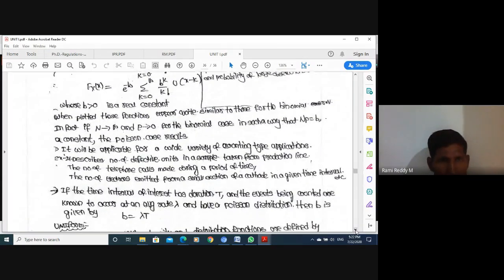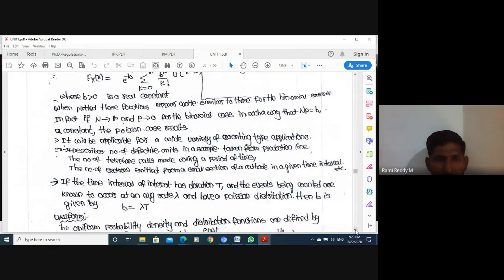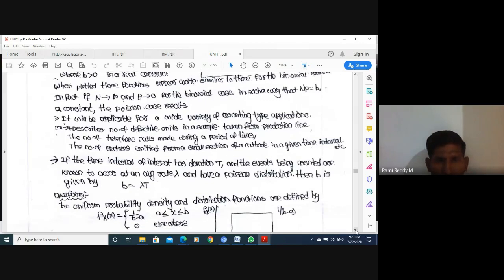The Poisson random variable is applicable to a wide variety of counting-type applications, for example, the number of defective units in a sample taken from a production line, the number of telephone calls made during a period of time, the number of electrons emitted from a small section of cathode in a given time interval, etc. If the time interval of interest has duration capital T, and the events being counted occur at an average rate λ with a Poisson distribution, then b is given by b = λT.